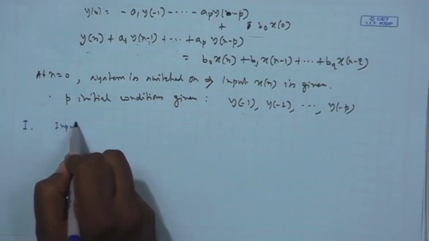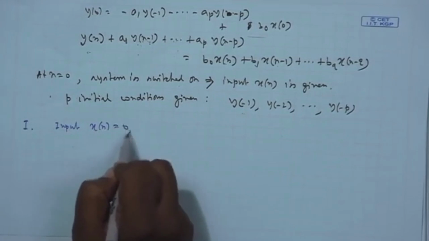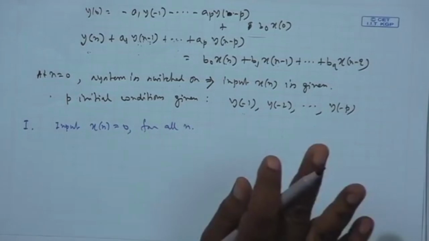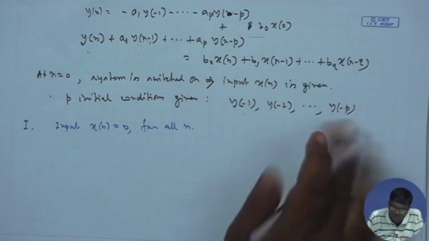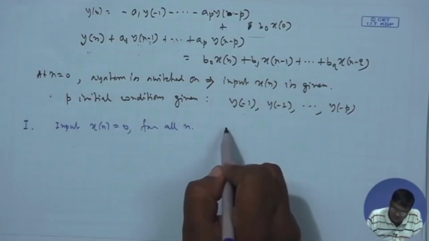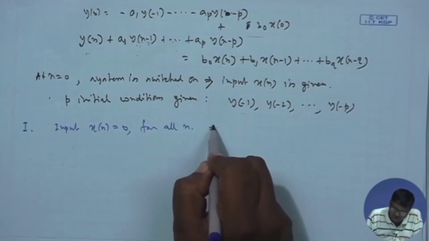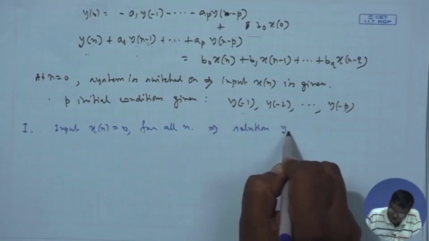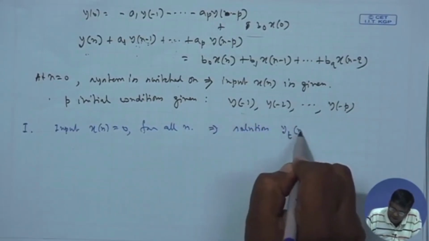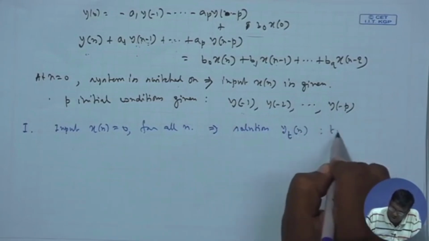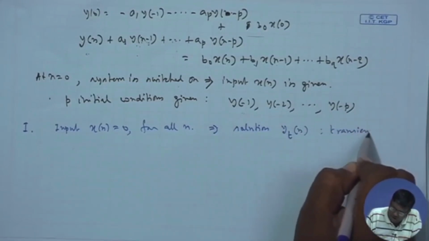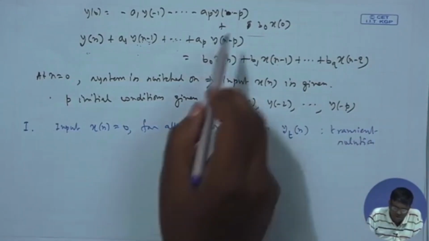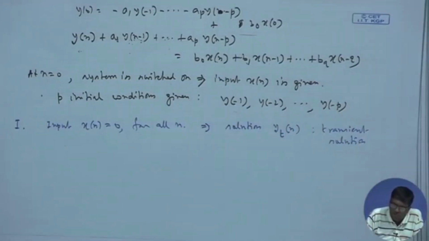Input x n is 0 for all n, that is, I will not give any input, input is permanently held at 0, and you solve this equation. The solution of this equation we call y t n, it is basically what we call the transient solution, t for transient.